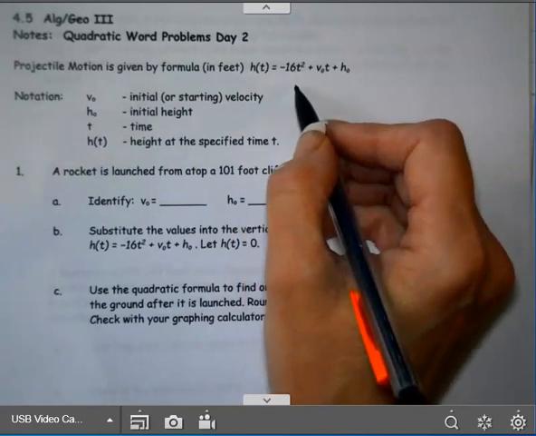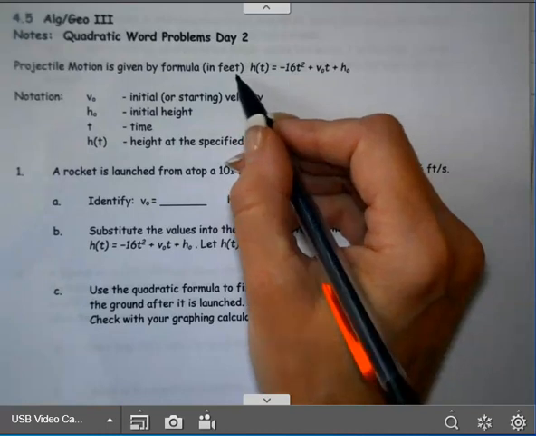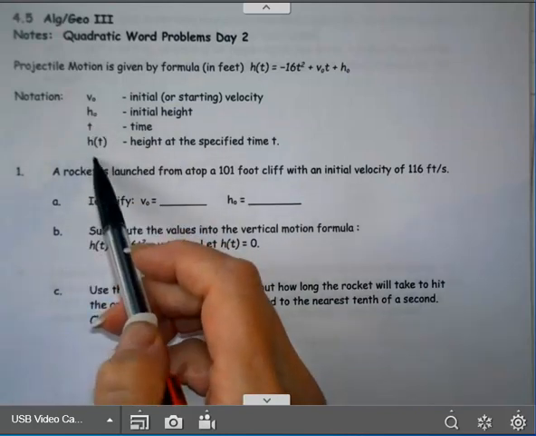But you don't need to know that. You're just going to be using negative 16 here. Everything we're going to do is going to be in feet for this set of notes. So here I told you what everything meant.